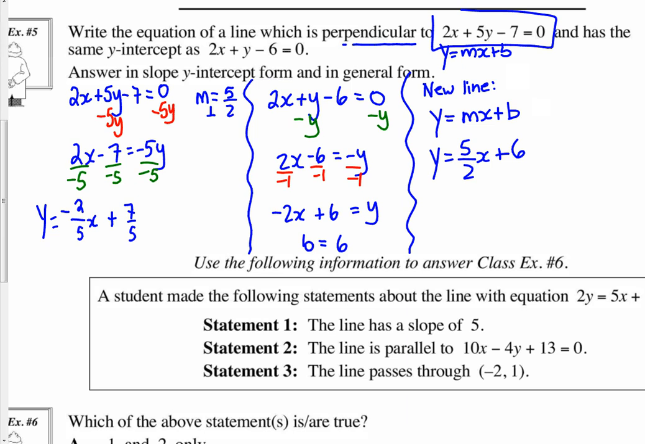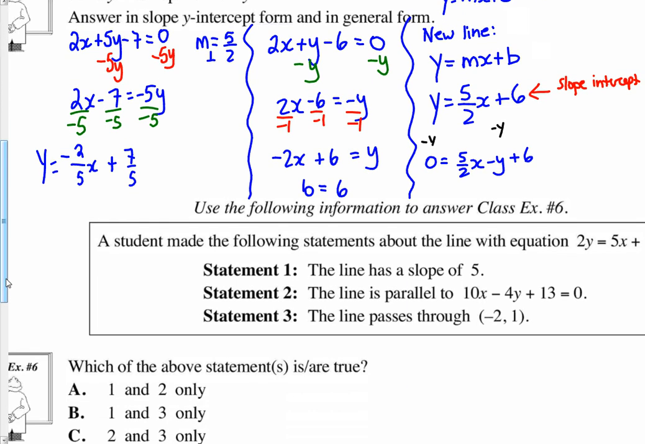Okay, so there's the answer. What form is this? Slope-intercept. How do I make this general form? You could subtract y if you want to do that first. Okay, let's subtract y. 0 equals 5 over 2x minus y plus 6. Is that general form? Why not? You can't have fractions, so we have to times everything by what? 2. Times everyone by 2.